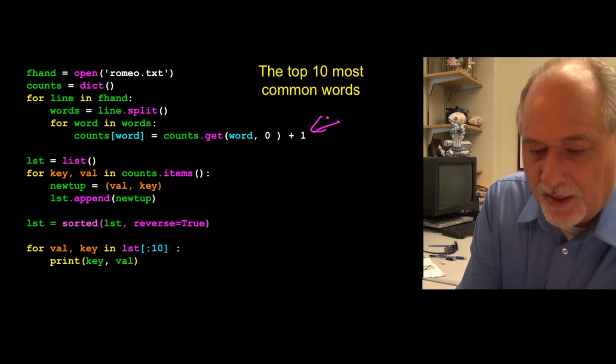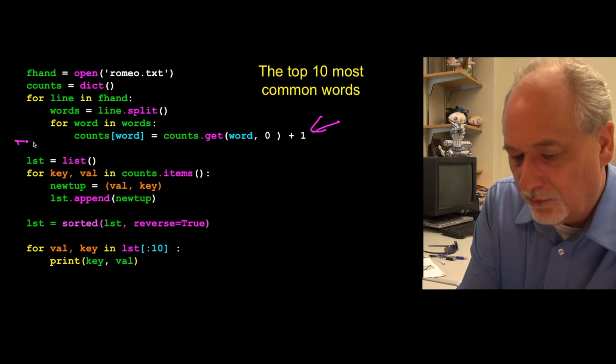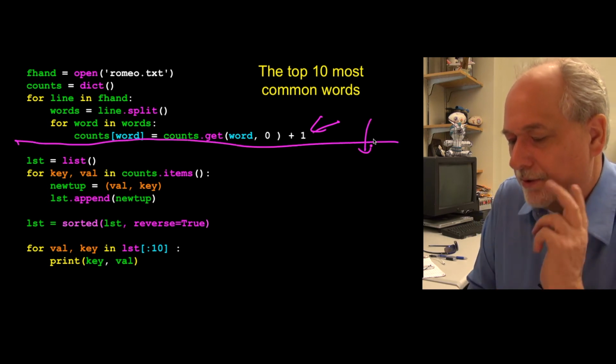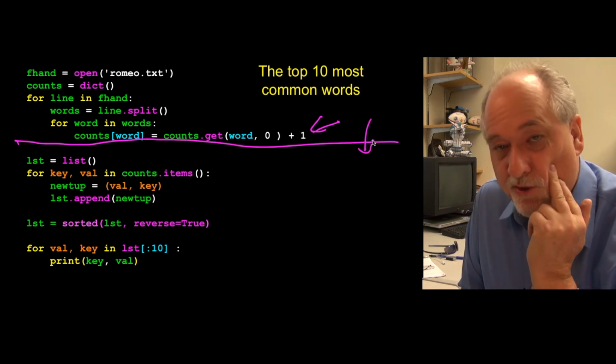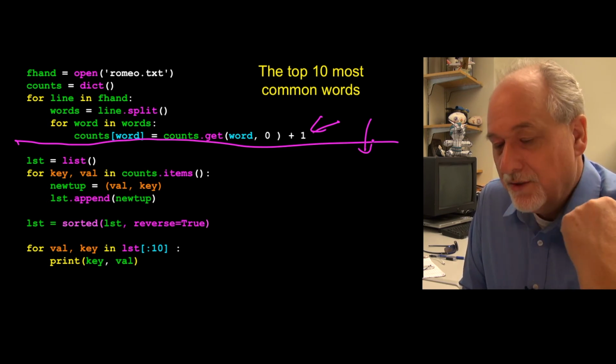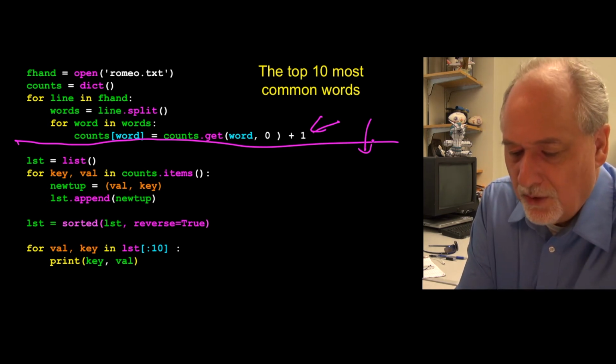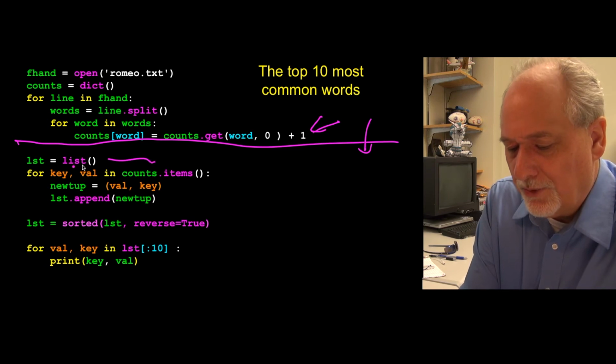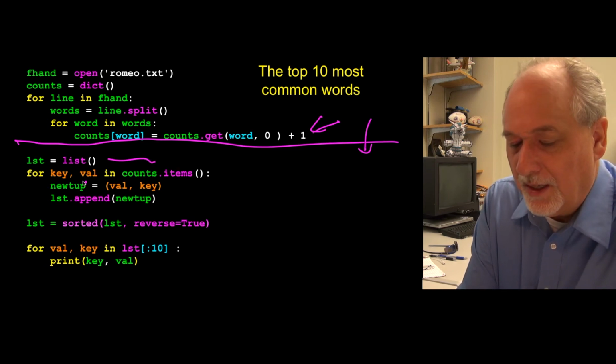So now at this point, and I always like drawing horizontal lines in code when we write it, at this point, coming through at this point, counts is right. Counts is the histogram. It's not sorted. So now we want to sort it. So we're going to make a new list. We're going to loop through key value, and then we're going to make a tuple.